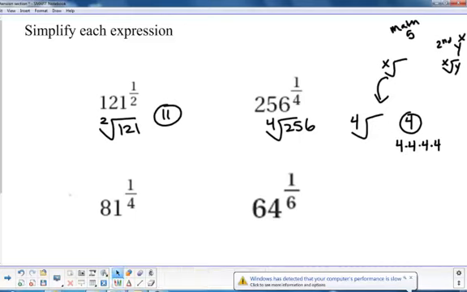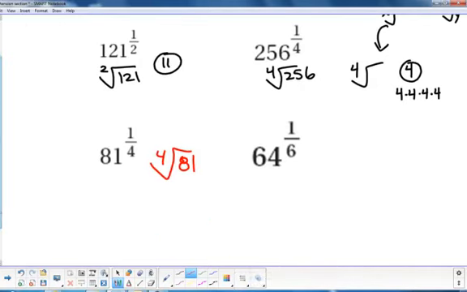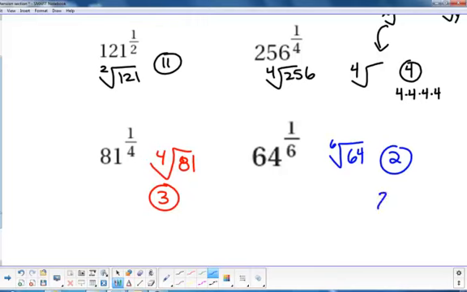So that makes sense. And this means the 4th root of what is 81? And that would be 3, because 3 times 3 is 9, and 9 times 9 is 81. And this is the 6th root of what equals 64, and that would be 2, because 2 times 2 is 4, times 2 is 8, and 8 times 8 is 64. I'm kind of thinking of it like this: 2 cubed is 8, and 2 cubed times 2 cubed is 2 to the 6.